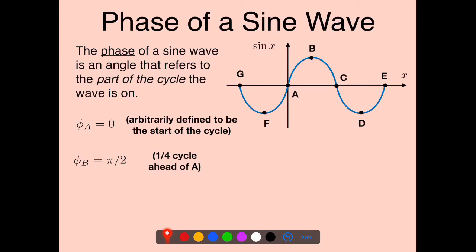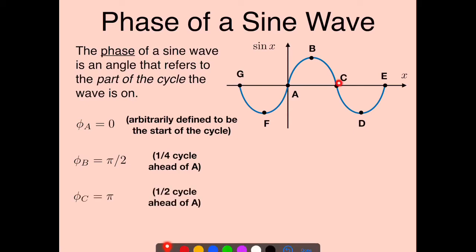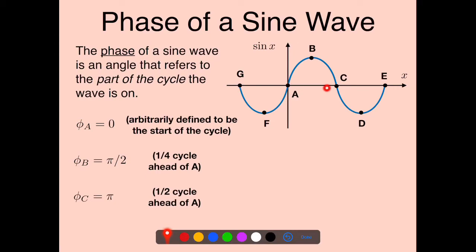That would be a quarter of 2 pi, which would be pi over 2. So the phase at point B is pi over 2. Okay, if we look at point C over here, that's 1/2 of a full cycle ahead of point A. So again, if a full cycle is 2 pi radians, then half of that would be pi. So we say the phase at point C is equal to pi.